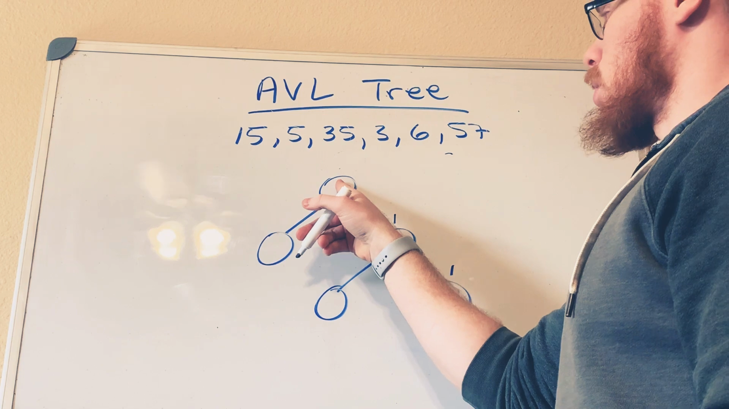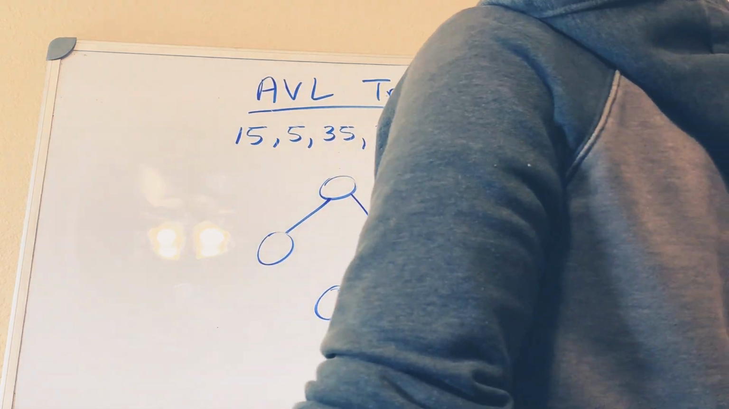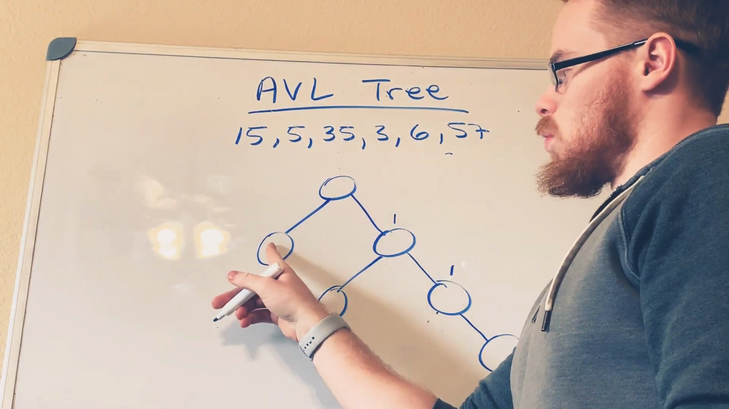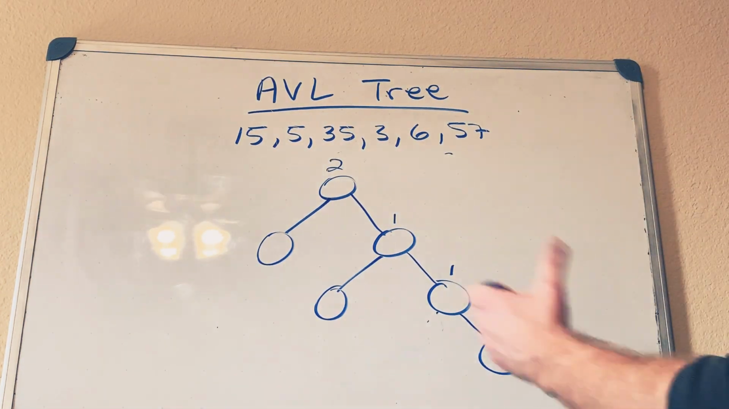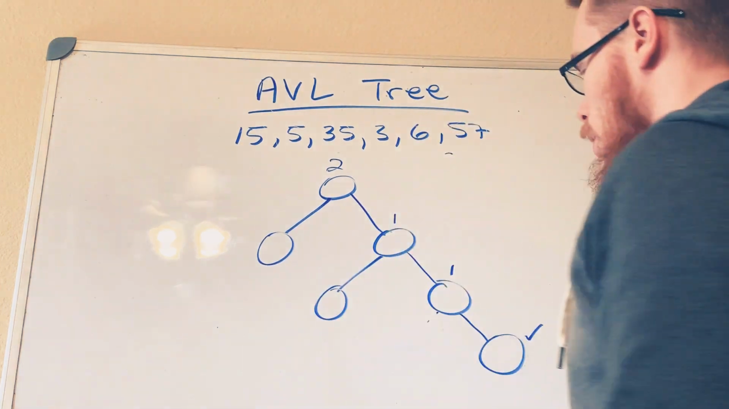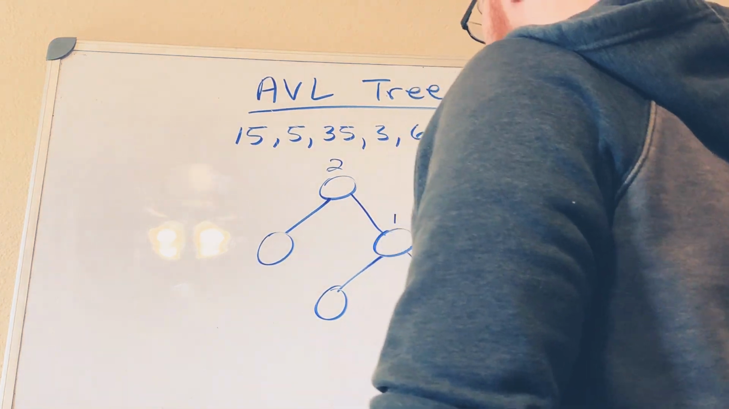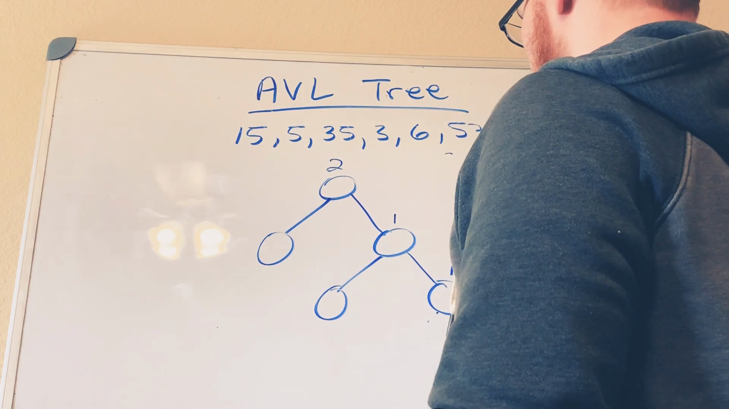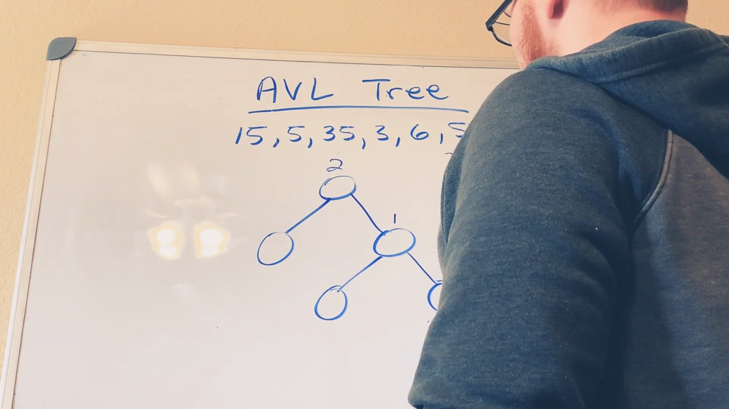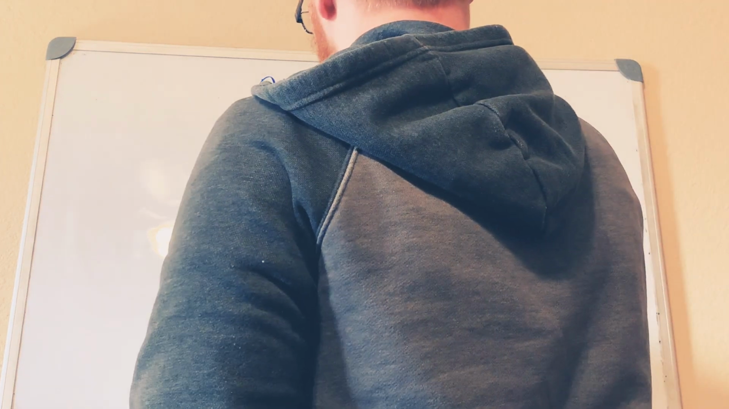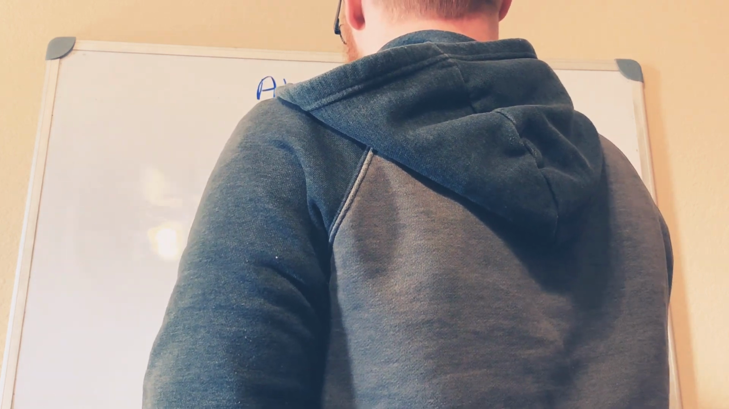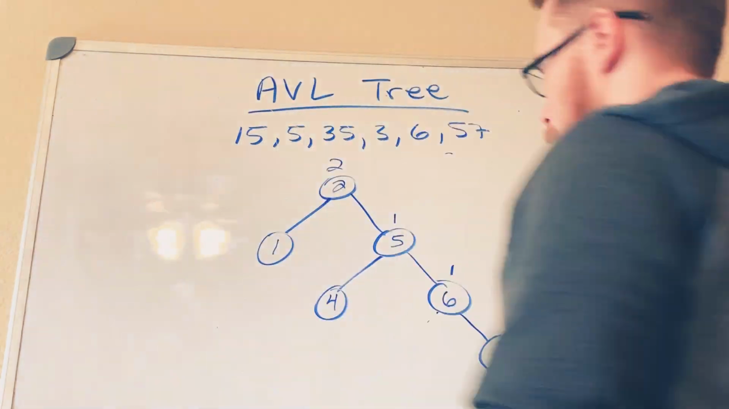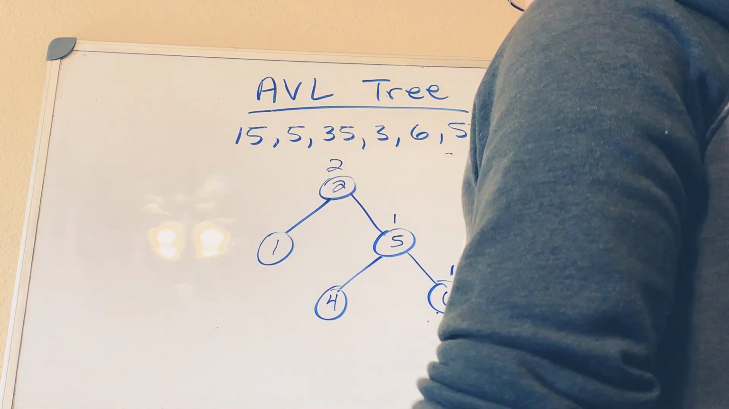Now, this guy, we check the balance. 1, 2, 3 on the right, 1 on the left. That's 2. So we know this tree is unbalanced, kind of like I said in the previous. But how are we going to fix that? So we inserted that node, and let's say this is 2, this is 1, this is 5, this is 4, 6, and 7. Okay, so what's the process of doing this?